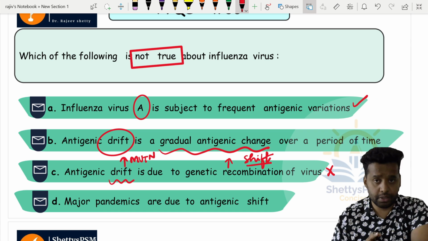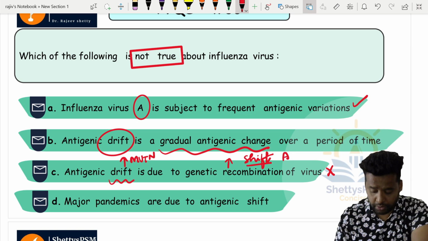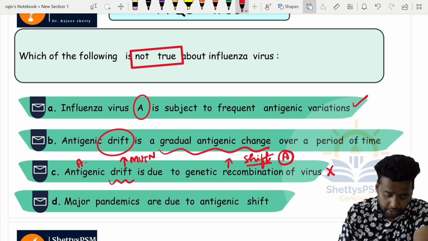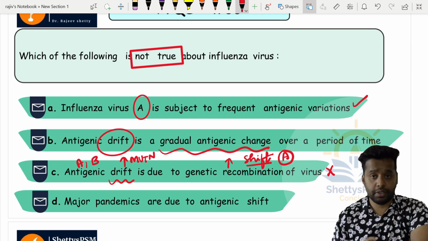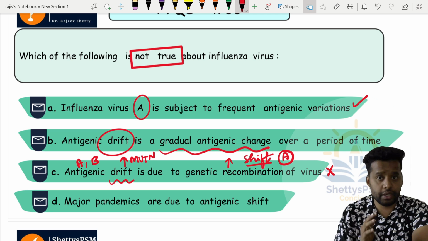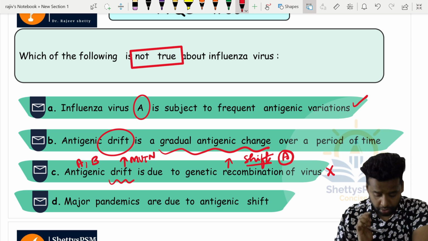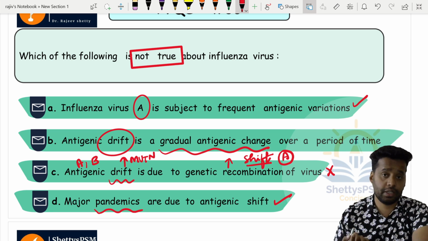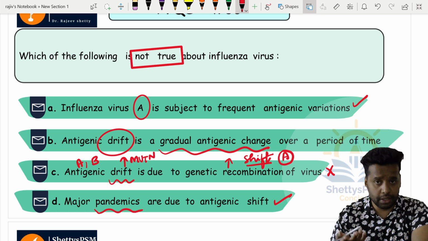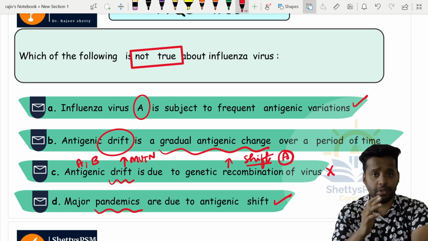Complete change in the serotype. Shift is seen only in influenza A virus. Drift can be seen in both influenza A and B virus. Drifting is slow change, shifting is sudden change. Shifting is due to genetic recombination. Major pandemics are due to antigenic shift, correct? A new serotype, everyone is susceptible. Intercontinental spread can lead to pandemic.